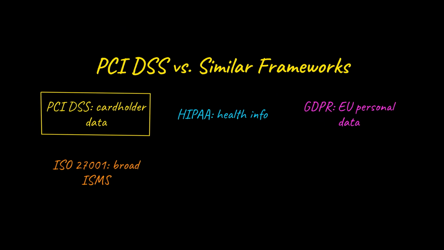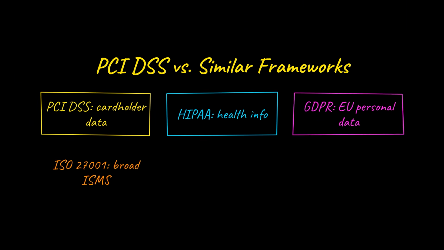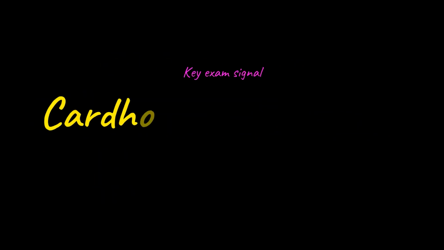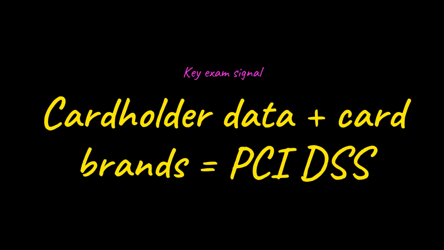HIPAA protects health information. GDPR covers personal data of EU residents, and ISO 27001 is a broad information security management standard. PCI DSS is uniquely the card brand mandated contractual framework specifically for cardholder data protection. When an exam scenario mentions cardholder data, acquiring banks, merchant compliance, or scope reduction for payment systems, PCI DSS is the framework being tested. Remember, it is a private contractual standard, not a law enforced by the card brands themselves.